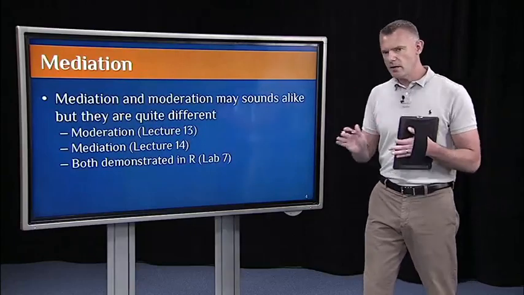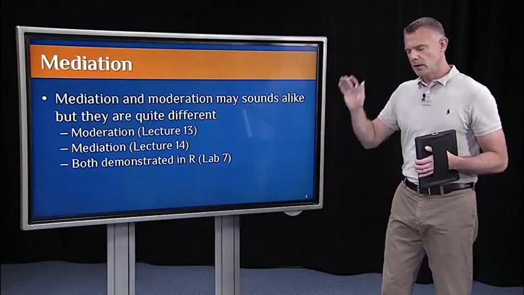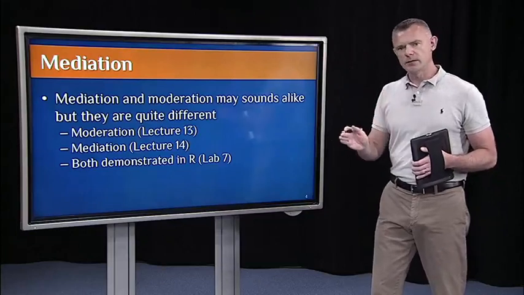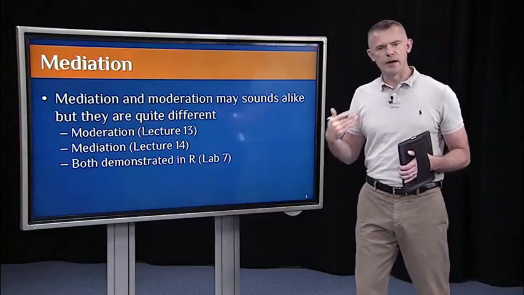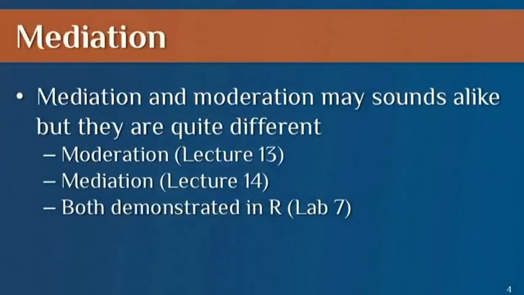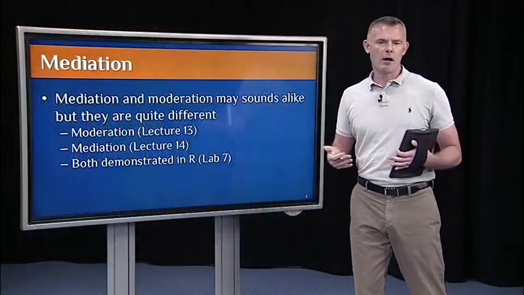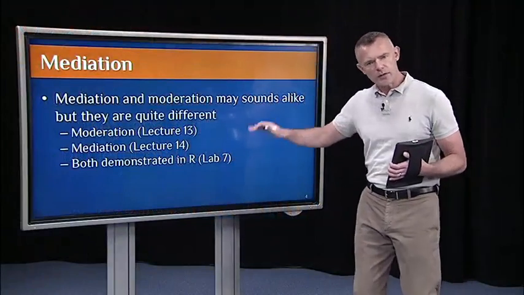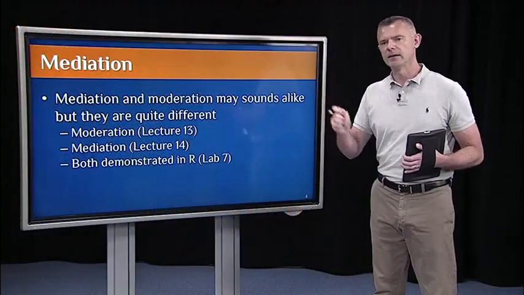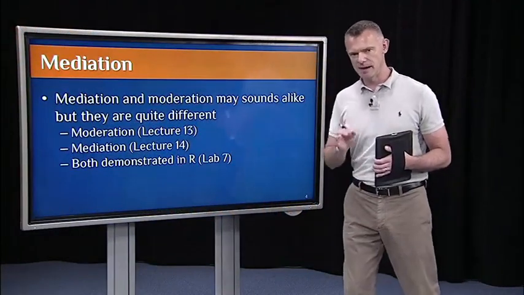So remember, it's very important to keep mediation and moderation clear and distinct in your head. They sound alike, but they're very different kinds of analyses used to address very different types of questions. So in the last lecture, lecture 13, we covered moderation. Today in 14, we'll cover mediation. And then in the next lab, lab 7, I'll show you how to do both of them in R. And again, it's not that difficult to do in R because in both cases, it's just a series of multiple regression analyses. So mainly the LM function, a few other functions, but mainly LM.